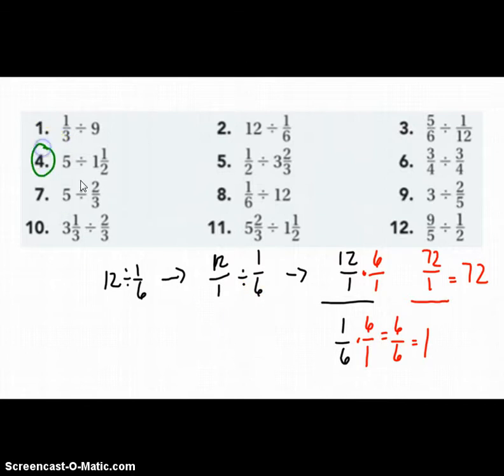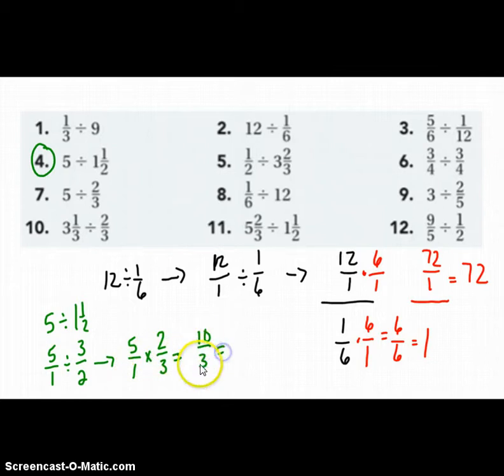So let's take a look at number 4. Number 4 says 5 divided by 1 1/2. The first step would be to turn whole numbers into fractions over 1, and then mixed numbers into improper fractions. So 1 1/2 would be 3/2. Now, I'm going to leave my first fraction alone, and I am going to flip, or use the reciprocal of, the second. The reciprocal here would be 2/3. So we're going to multiply by the reciprocal of the second fraction. Now we have 5 times 2, which is 10, 1 times 3, which is 3, and then 10/3 would equal 3 1/3.